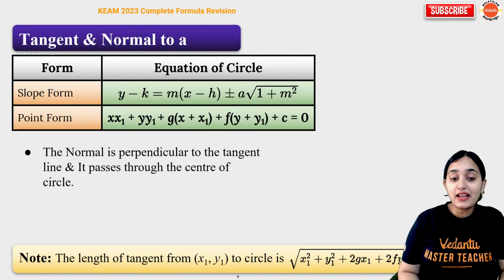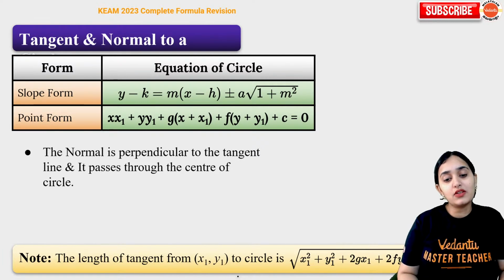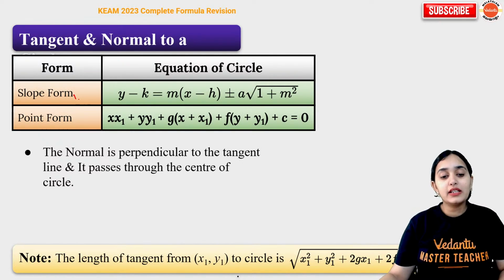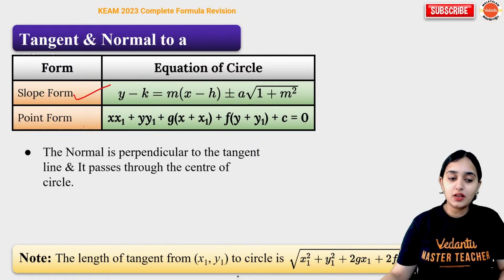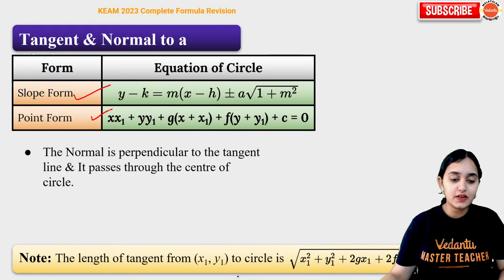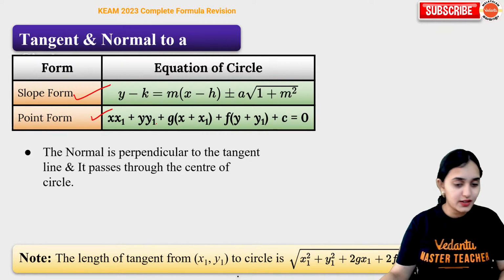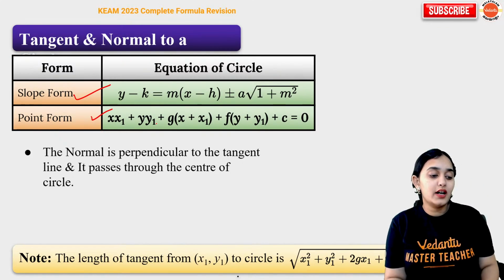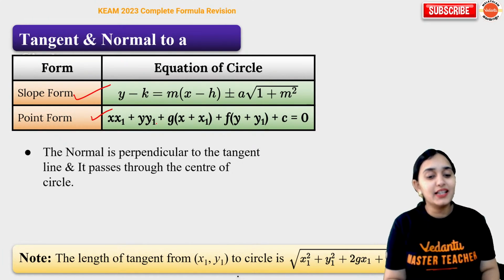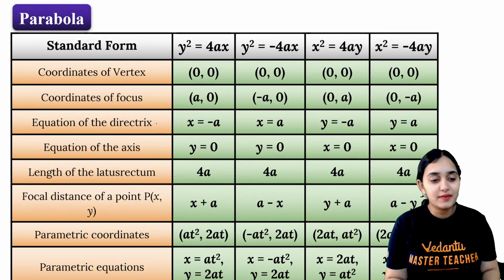Okay, tangent and normal to the equation of a circle. So in the slope form, the equation will be this. In the point form, the equation will be this. Generally, they never ask questions on tangent and normal of a circle, so you can skip it basically. It's a little advanced formula.